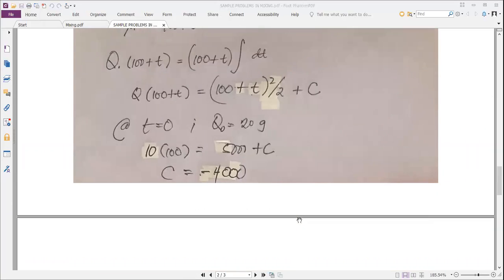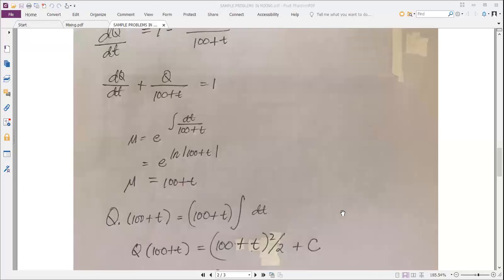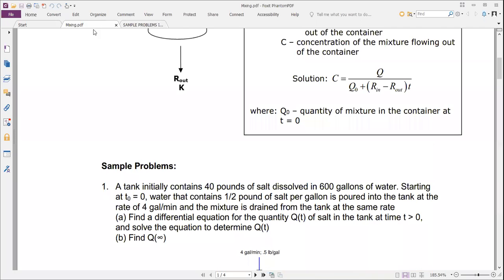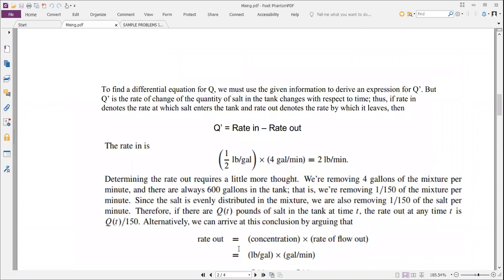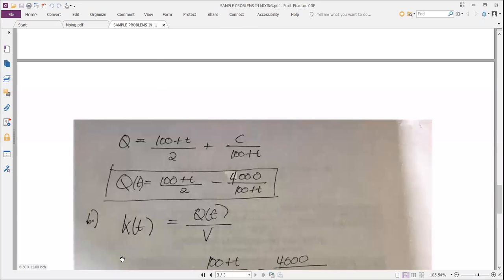Okay? Now, the problem is asking for the K of T, which is the concentration at that particular time. So how do we find it? We go back to the basics of chemistry, that concentration is equal to mass over volume. Our mass at that particular time is the one we got from A, the mass at any particular time. So when you divide that by the volume, that would be the concentration that is being asked by the problem in grams per liter. So that should be your guide. What should be the formula for the K of T?